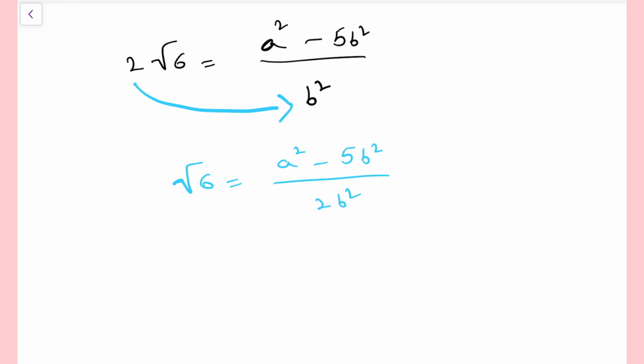Now, same as the previous questions, we need to write the condition: a, b are integers, RHS is rational but LHS is irrational. This contradiction has arisen due to our wrong assumption.